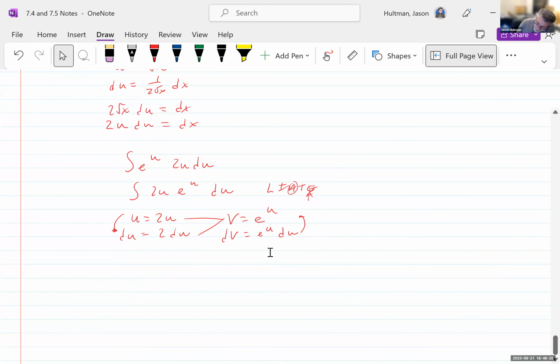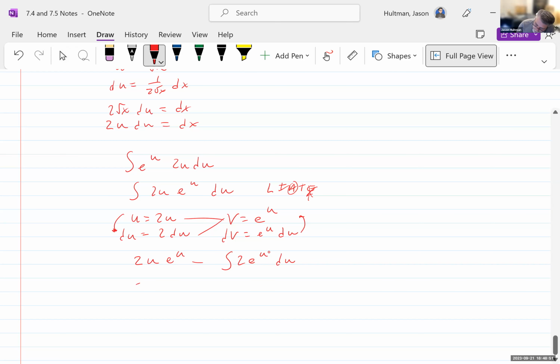So this is 2u e to the u minus the integral of 2e to the u du. Nice, nice, nice.